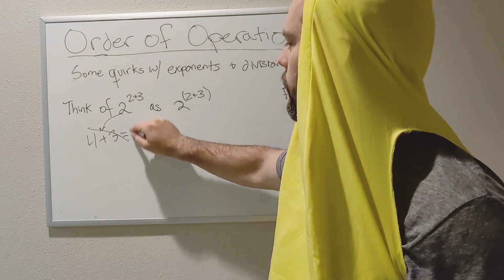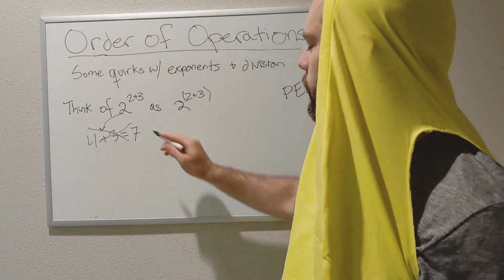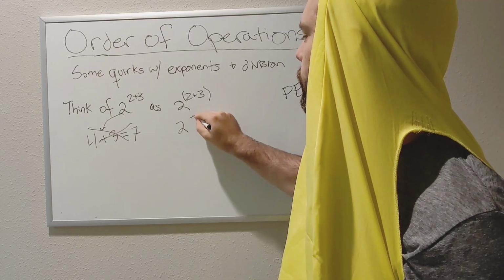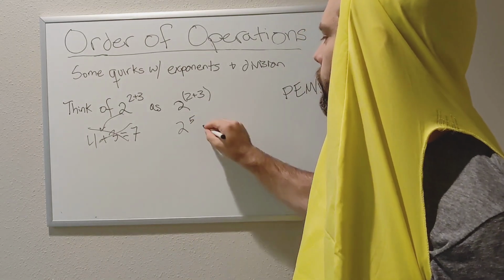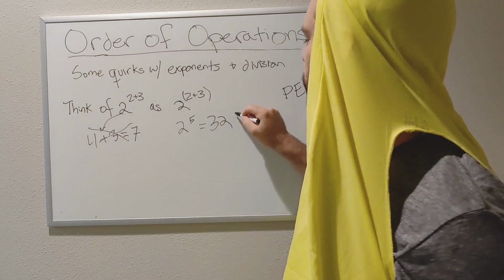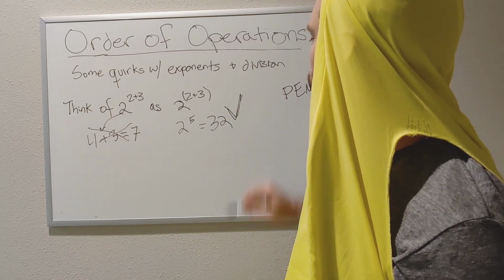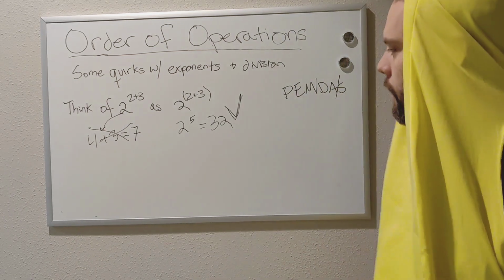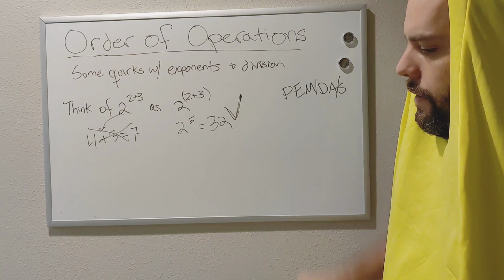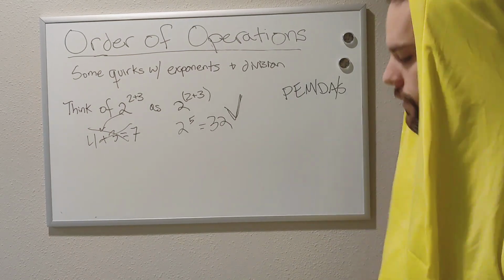And this is wrong. What we need to do is actually add the 2 and the 3 first, which we should get 2 to the 5, which is 32. And this is the right way to do it. You might not expect this, but this is in fact the correct way to look at this.